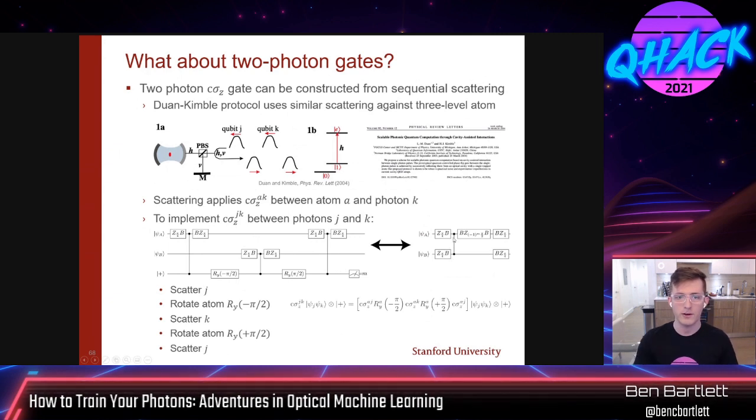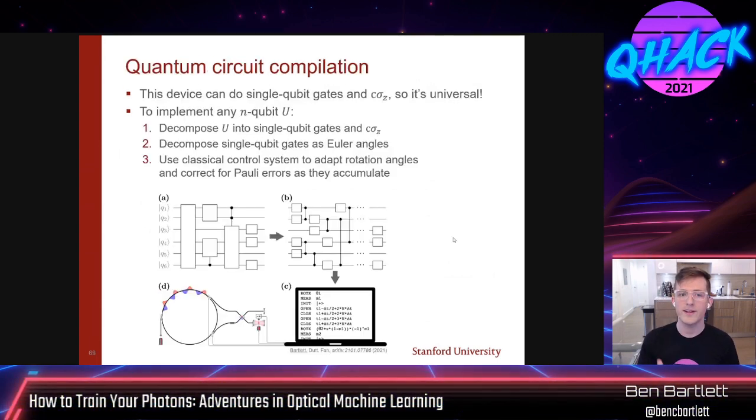projected onto these two photons, along with some extra stuff that we can cancel out with some additional single qubit gates. So the device can do single qubit gates, and it can do CZ, so it's universal. It can do any quantum computation. So if we want to implement any n-qubit unitary operator, we can follow a three-step circuit compilation process.